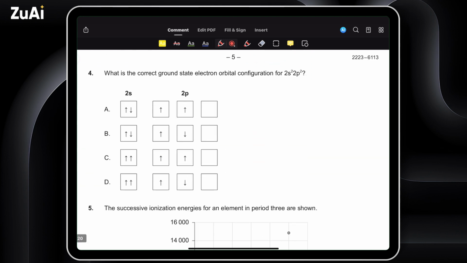What is the correct ground state electronic configuration? Straight away, these are wrong. Why? Because in the same orbital, electrons are always paired with opposite spin, and in the same degenerate orbitals, electrons fill with the same spin, unpaired. This is the lowest energy state. That's why A is the answer. That's the wrong thing.